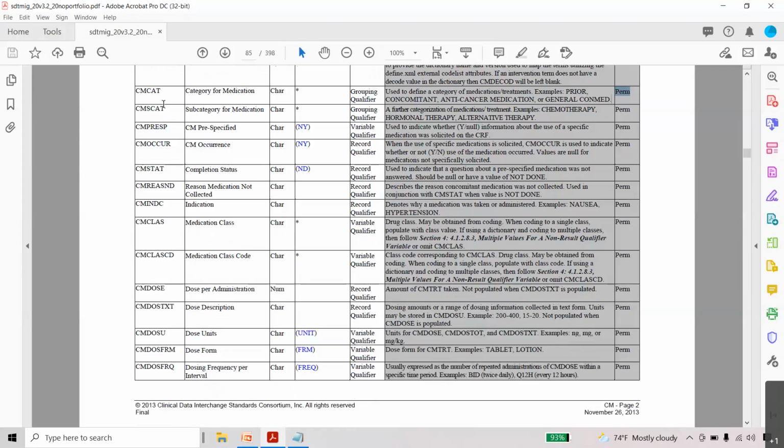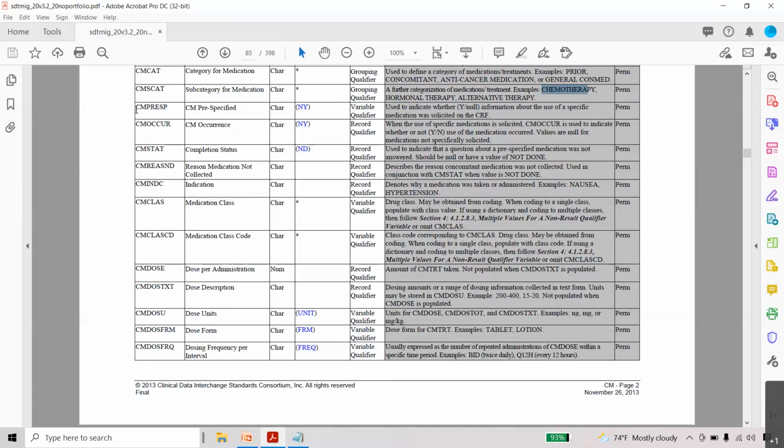Next one is CM subcategory. CM subcategory is a categorization of this medication. For some molecules or some studies, like therapeutic or any other classification, for example, you can see hormonal therapy, alternative therapy, or chemotherapy. So we can see the subcategory of that medication information.